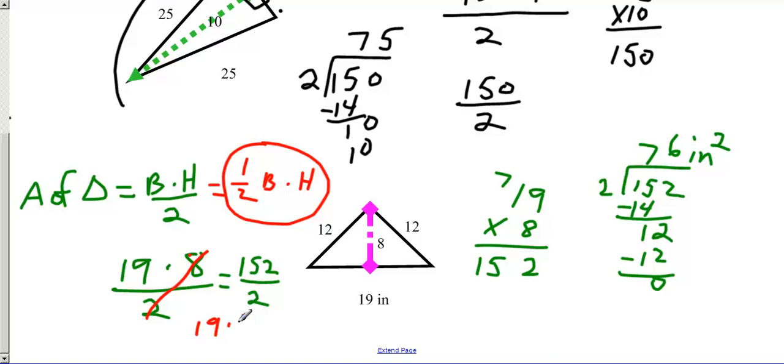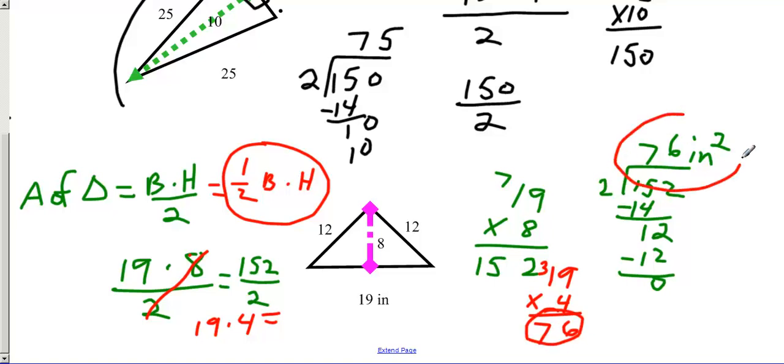So it's 19 times 4 equals, and let's see if we should get the same answer. Let's see. 19 times 4. I get a 6, carry my 3. 4 times 1 is 4, plus 3 is 7, so 76. Look at that. 76, 76.